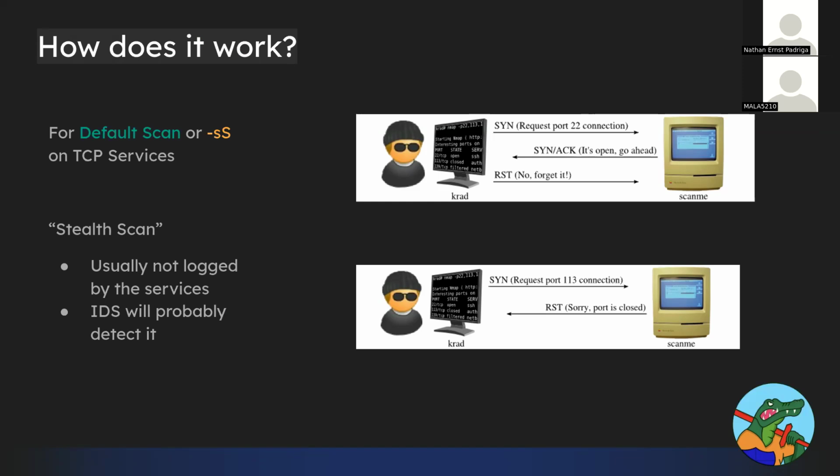This is how the exchange would go if a port was open or a service was listening on TCP. If the port was closed, you would actually get a stop connection from the server. The server will tell you, this port's closed, do not talk to me. And it's called a stealth scan, which is used by default, because we never actually complete this TCP handshake or this connection.